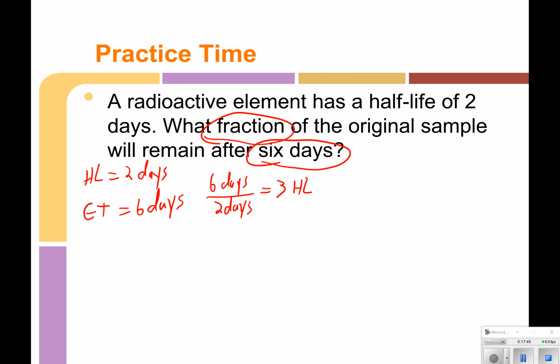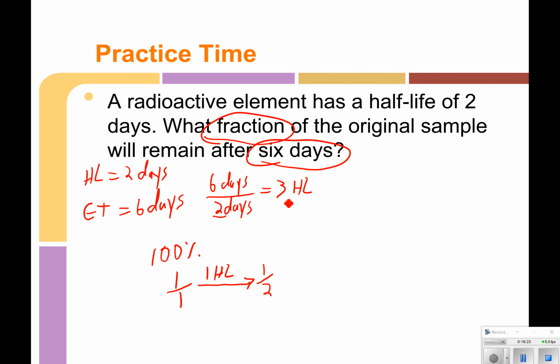Now when you see one of these types of problems and it talks about a fraction or a percent and it doesn't give you a specific starting amount, we can assume that the starting amount is going to be 100%, or in the case of a fraction, an equivalent fraction that's 100% would be 1 over 1. So if we start with 1 over 1, or 100%, after 1 half-life, which we know is 2 days, this 1 over 1 fraction gets cut in half to 1/2. So now after 1 half-life, we're left with 1/2 the amount that we originally started with.